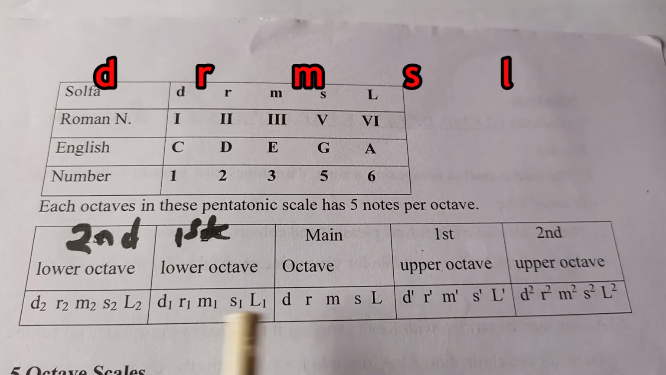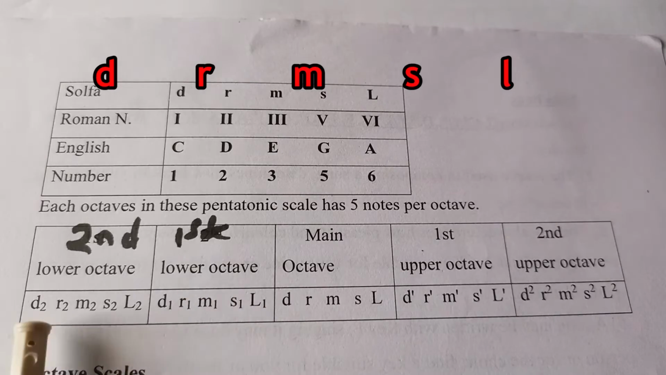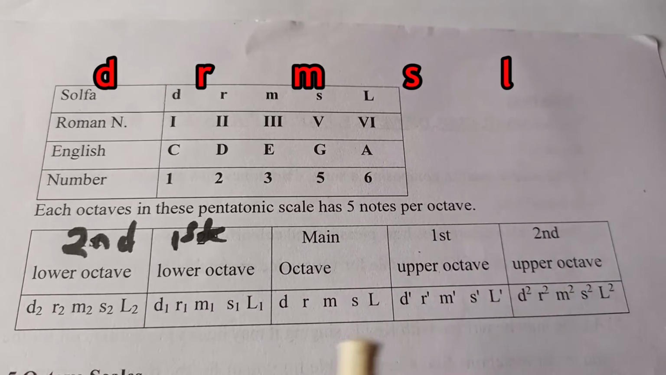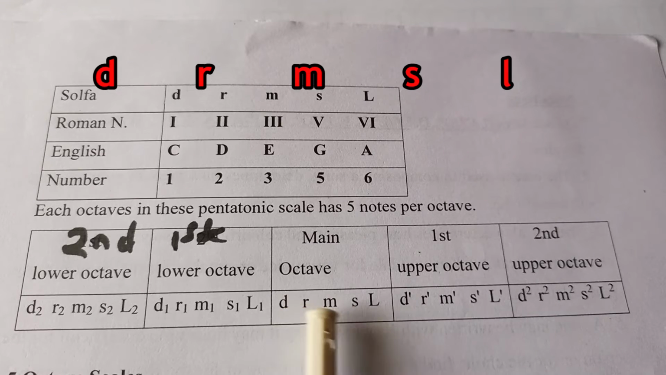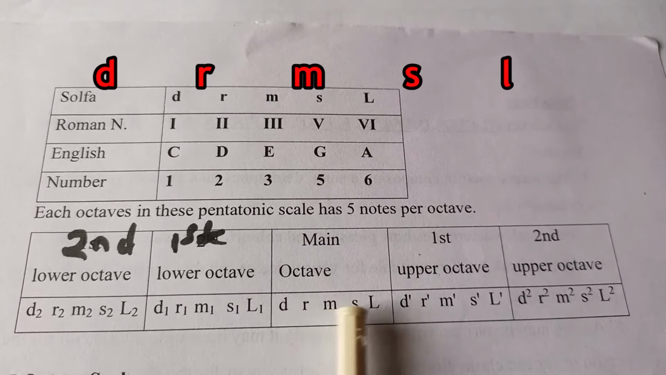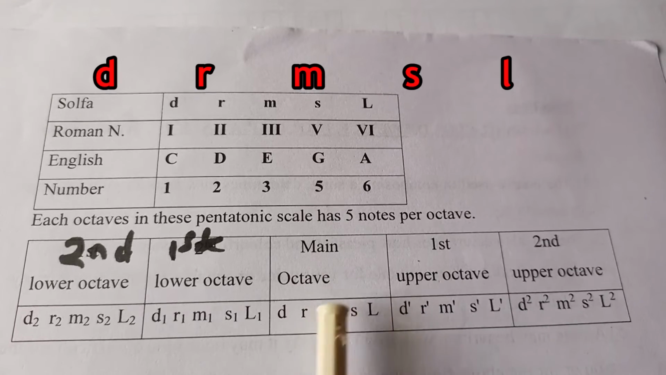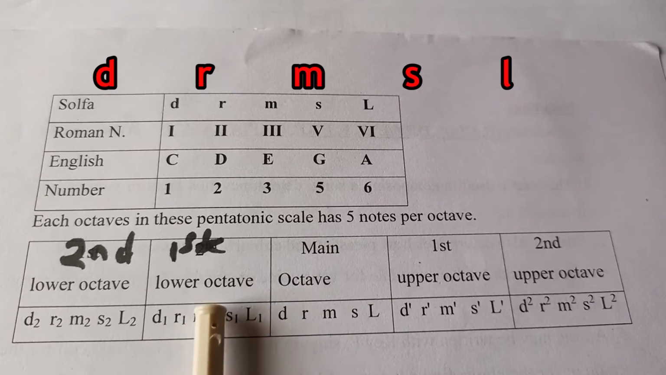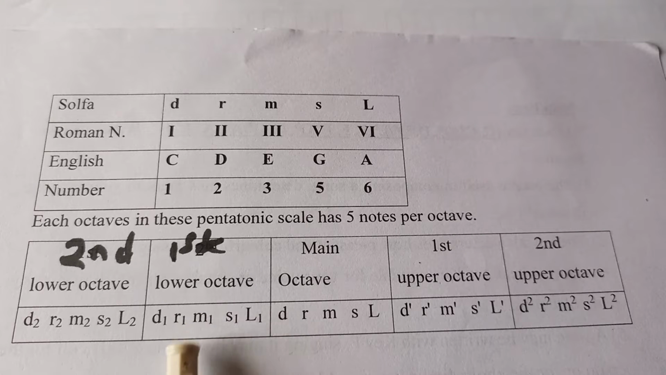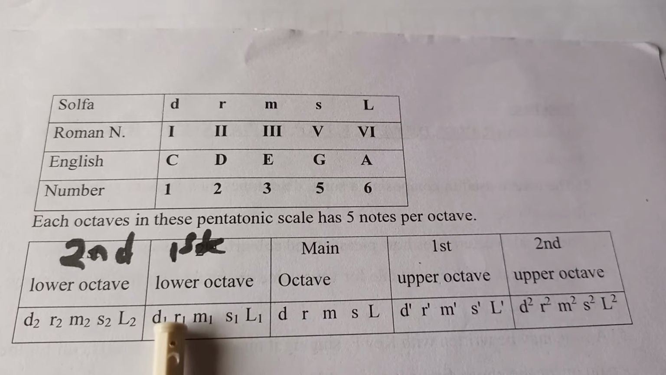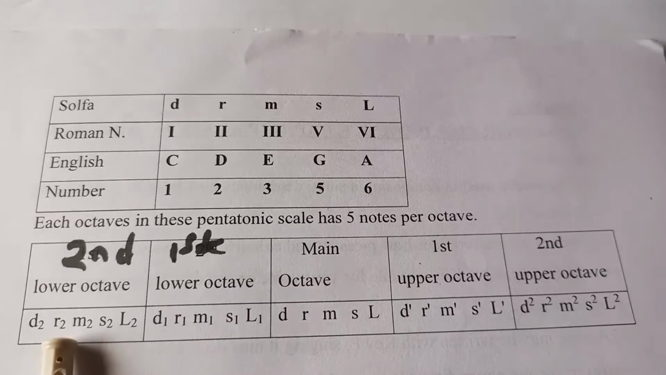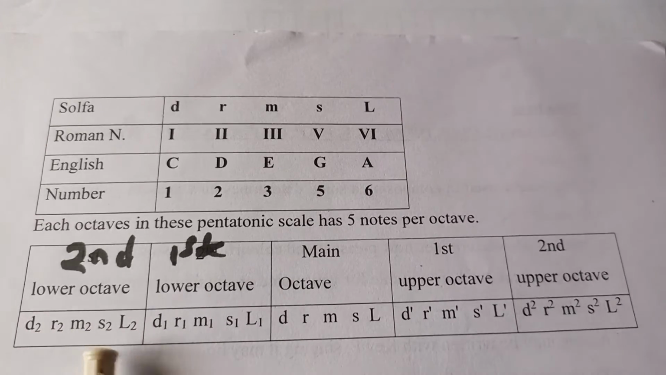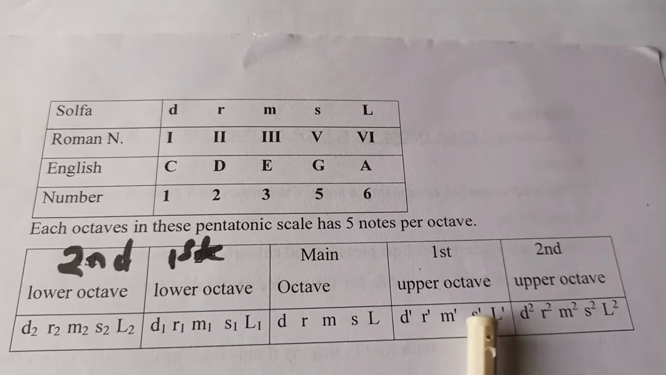So this is the main scale. This is the first lower octave, this is the second lower octave. This is the first upper octave, this is the second upper octave. You know it by, you see here, do, re, mi, sol, la. There is no one on top or one on the lower. But here we have first lower, which means there is a lower tone. You identify them by the 1 under these notes. This is second, the sign 2 is used, lower. So this is the main scale.